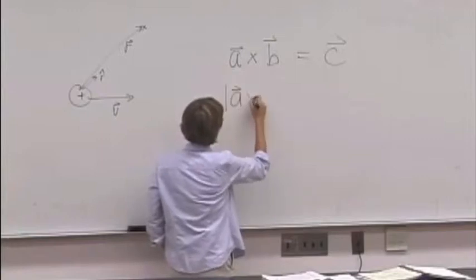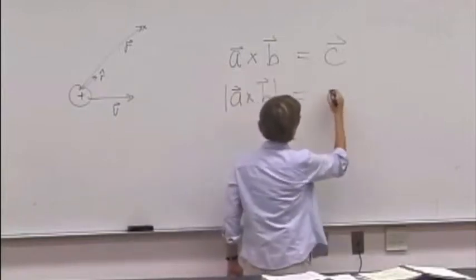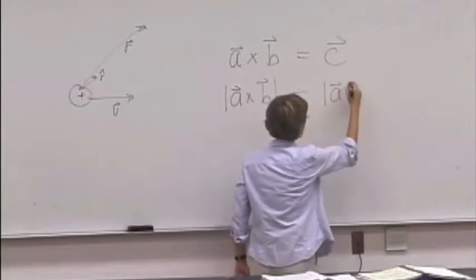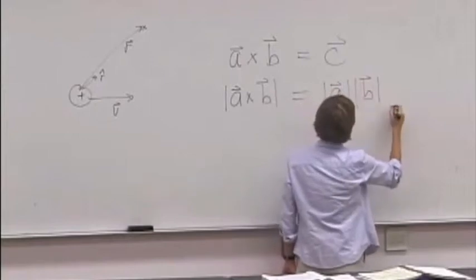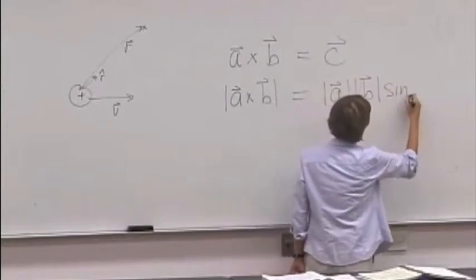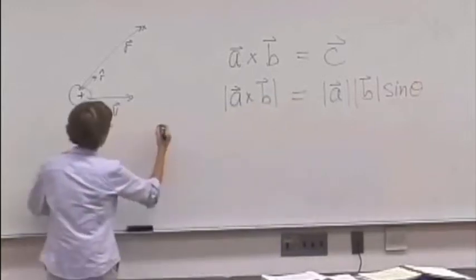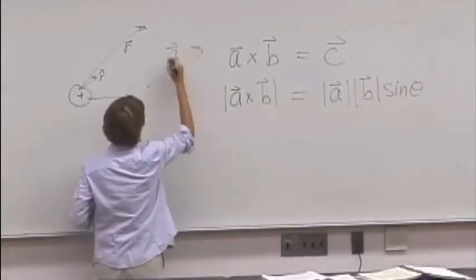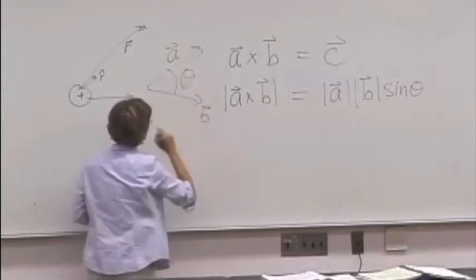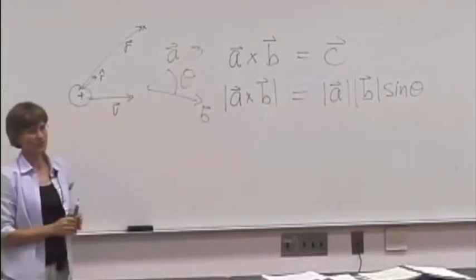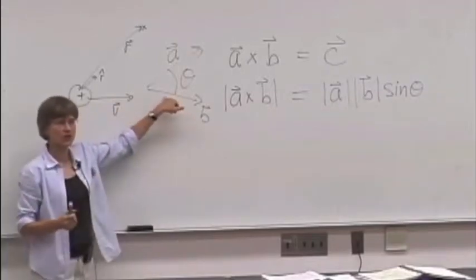The magnitude of the cross product is given by the magnitude of the first vector times the magnitude of the second vector times the sine of the angle between them. So if this is A, and that's B, and that's theta, AB sine theta, that's the magnitude of the cross product. Now, does that correspond to what we saw?